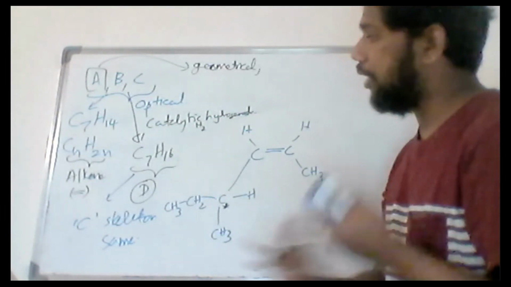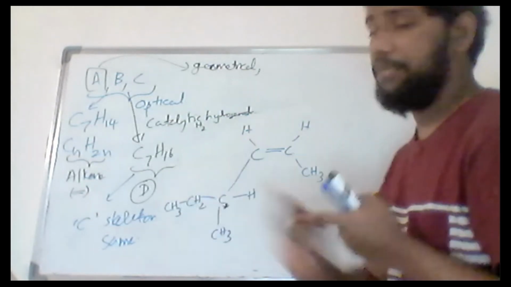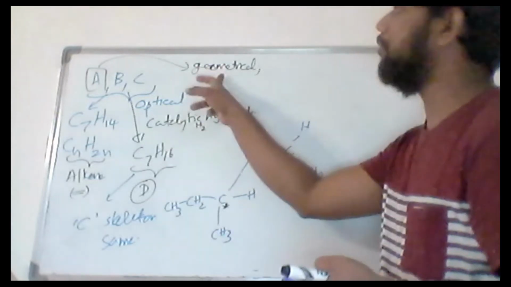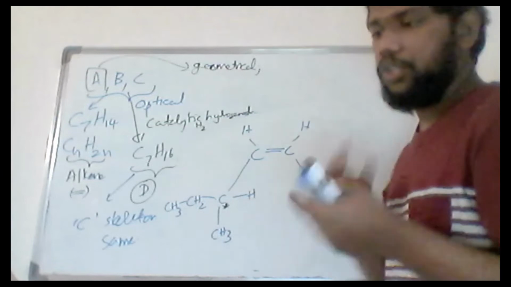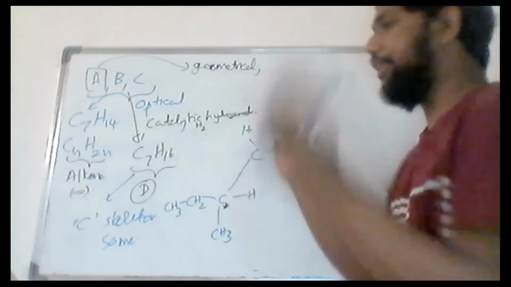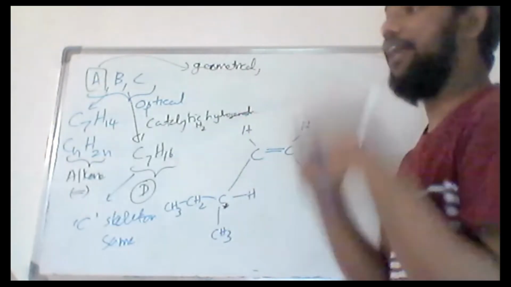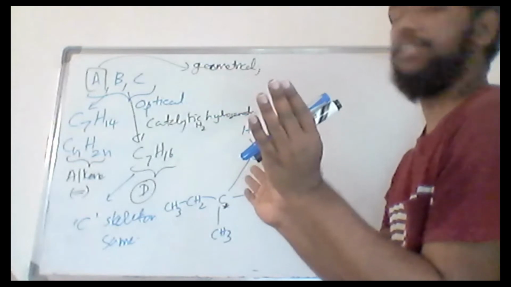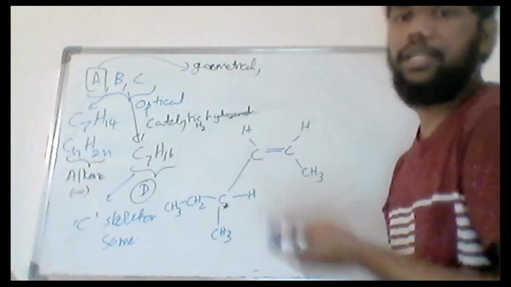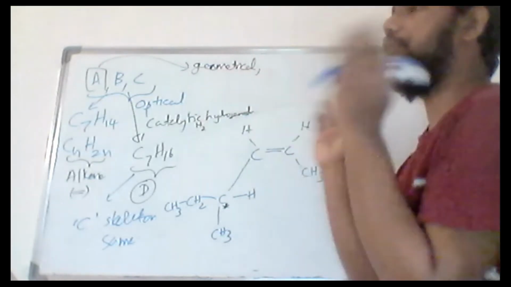All compounds should undergo catalytic hydrogenation to form the same compound D. So it should have the same carbon skeleton. Then I try to start with the geometrical isomerism. So the most possible way to have a geometrical isomerism is either having 2 hydrogen on adjacent carbon of the double bond or 2 CH3 groups. You cannot have 2 CH2CH3 groups on adjacent carbon, because then already 6 carbons are gone, there will be only 1 carbon. It cannot show optical isomerism. So these are the 2 possible things, 2 CH3 or 2 hydrogen.